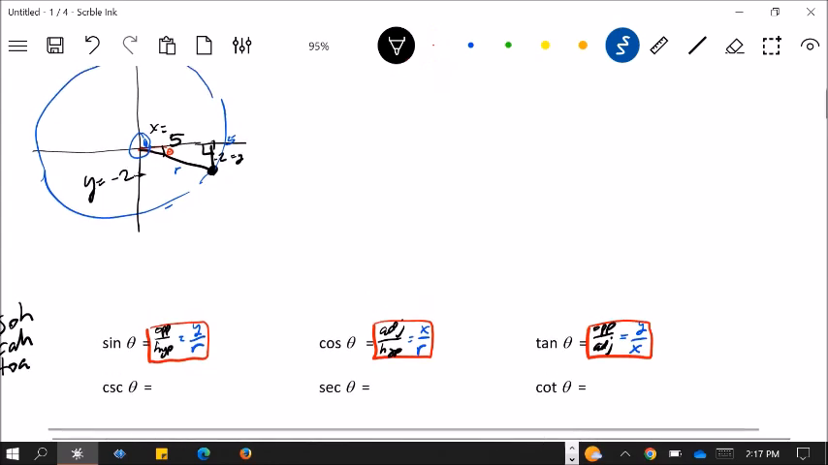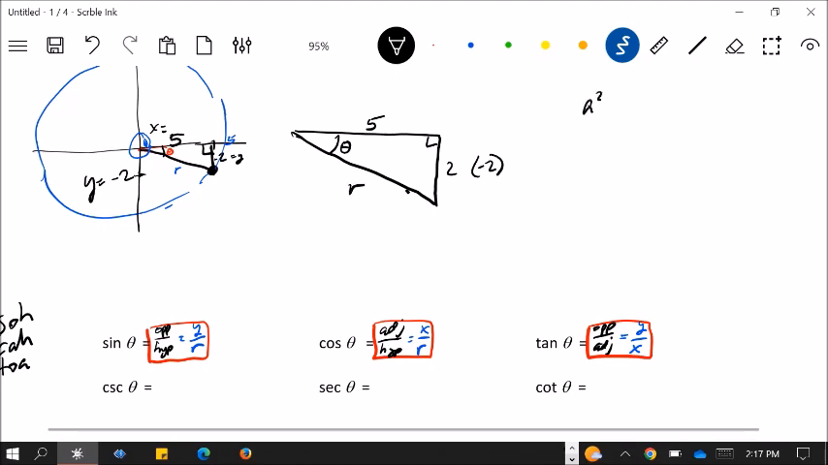So now let's actually do that here. I'm going to take this triangle, make it a little bit bigger so we can work with it. Here's our angle. We know this is 5. This is -2 that we'll use for the opposite. And we need the r. We don't know what the r is, but we can use a squared plus b squared equals c squared because we have a right triangle. And a would be the x value, b would be the y value, and c would be the radius.